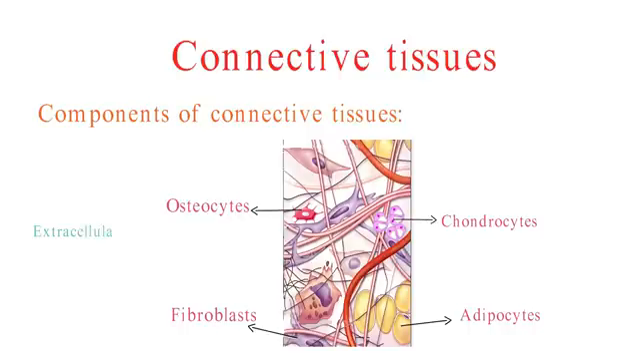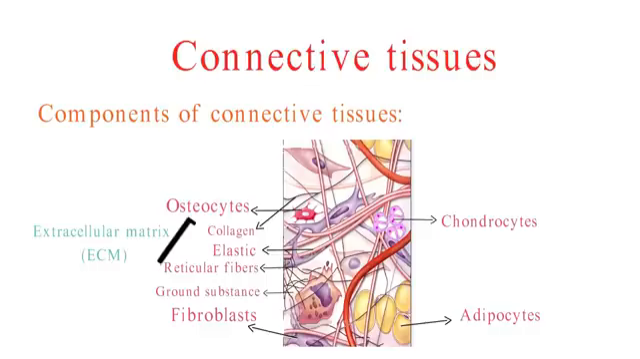The extracellular matrix, or ECM, is a complex network of proteins and carbohydrates surrounding cells, consisting of protein fibers like collagen, elastic, and reticular fibers, as well as a gel-like ground substance composed of proteoglycans and glycoproteins.